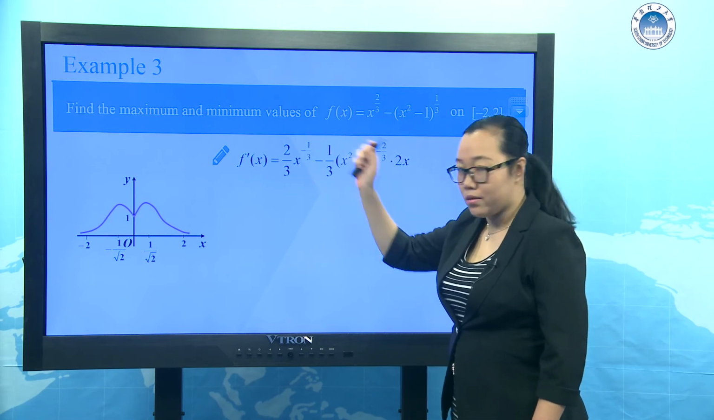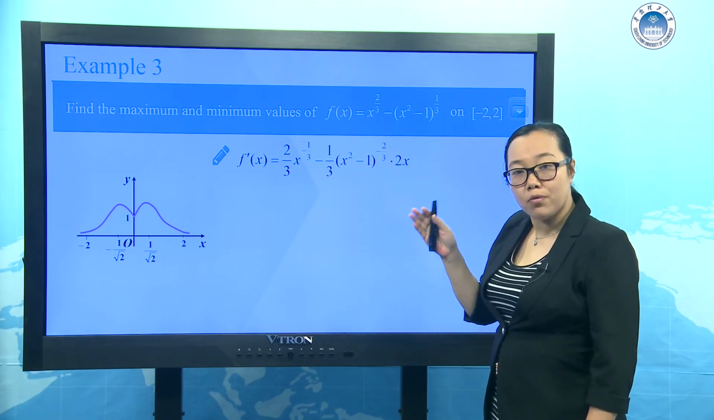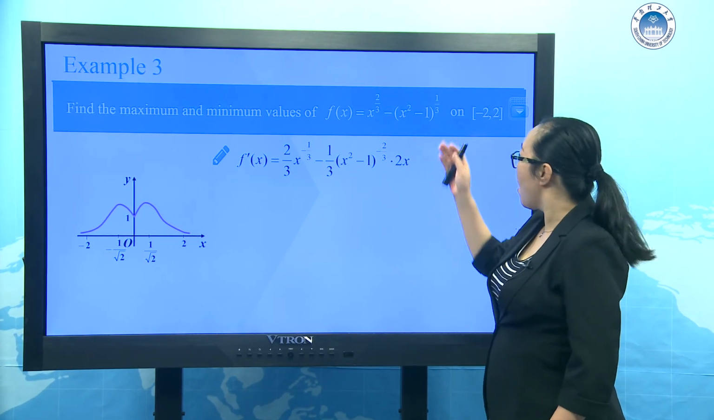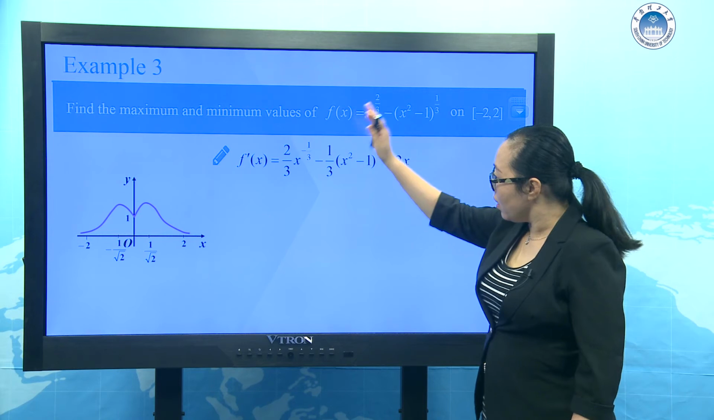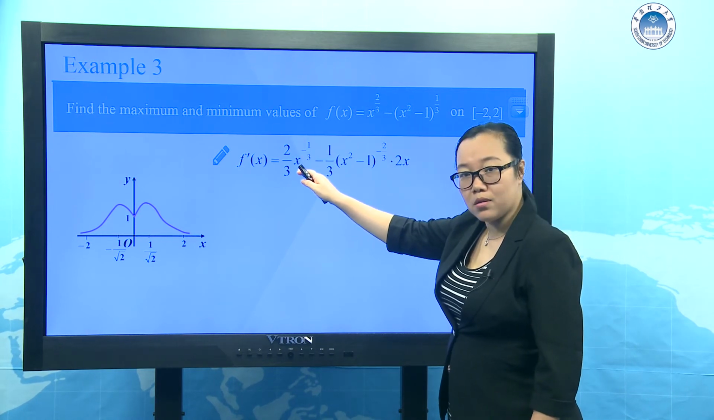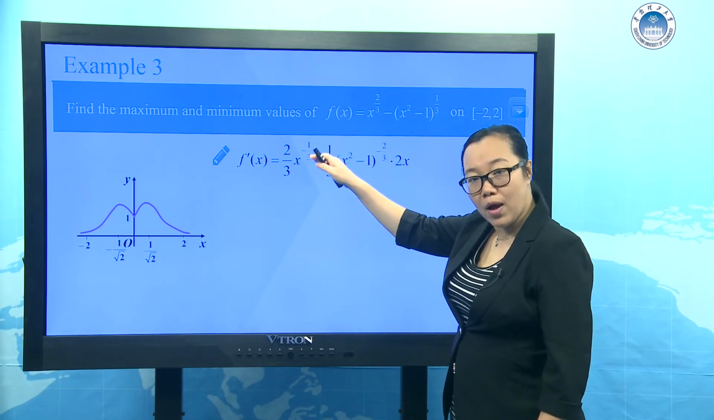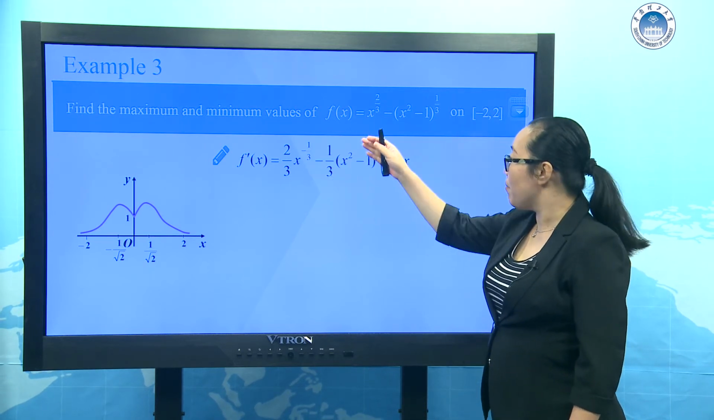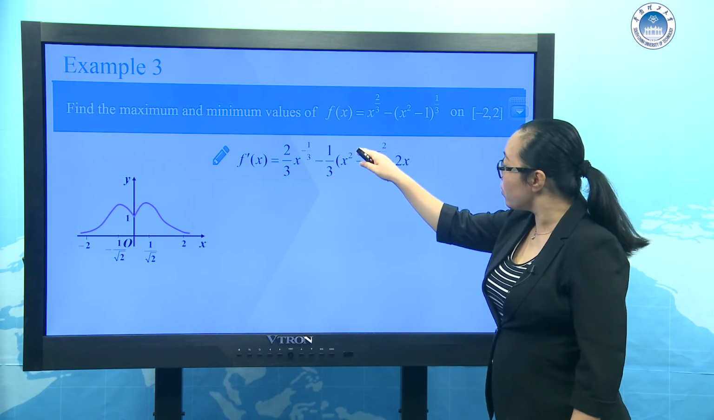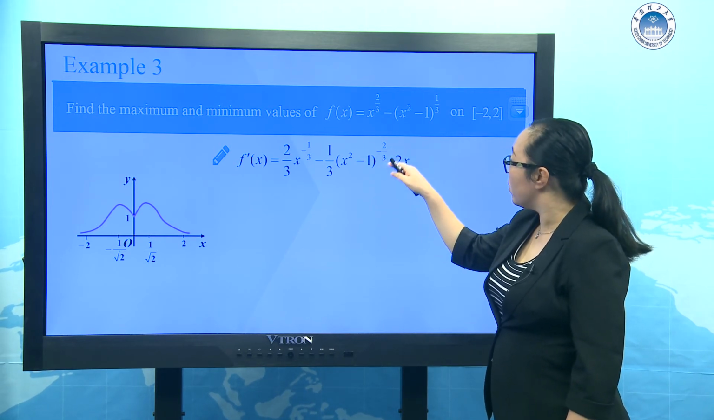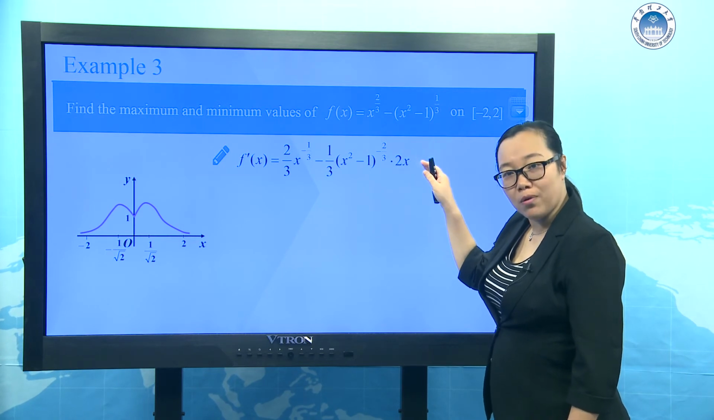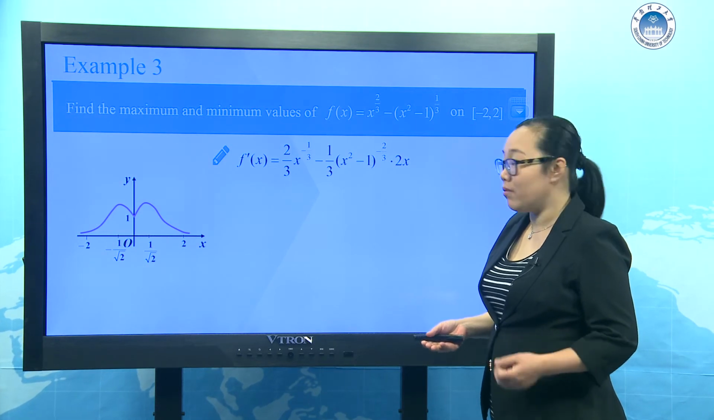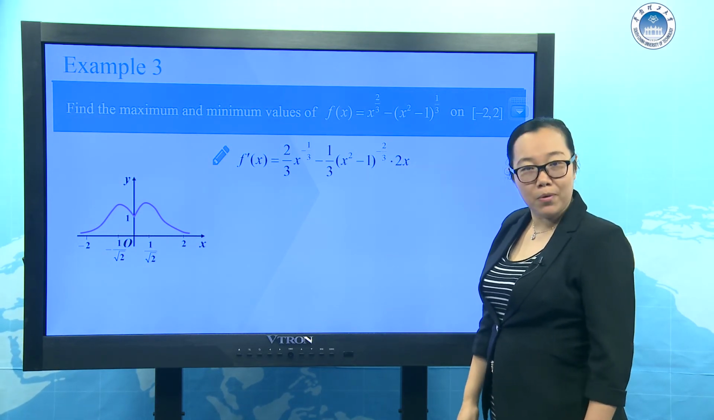Yes, get f prime x. We can get f prime x, the first derivative of our function: x to the 2 over 3 gives 2 over 3 x to the 2 over 3 minus 1, which equals minus 1 over 3. And then minus 1 over 3 bracket, x squared minus 1, to the minus 2 over 3, times u prime. Chain rule, yes, by the derivative, times u prime, which means 2x.